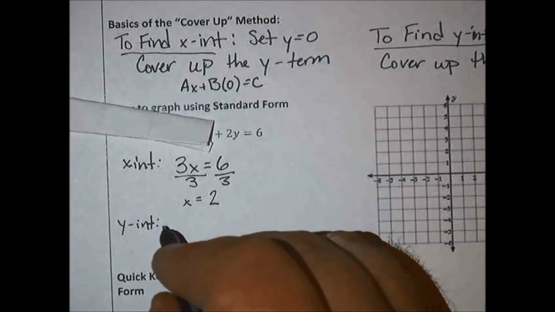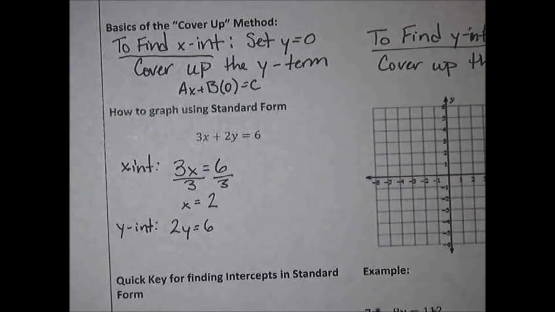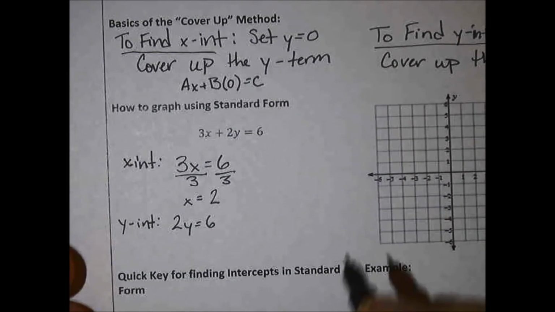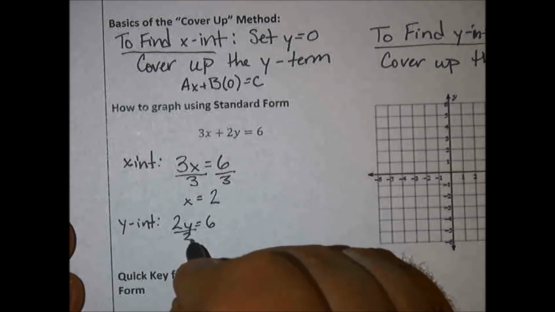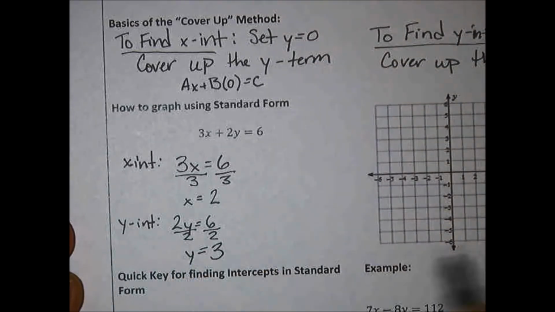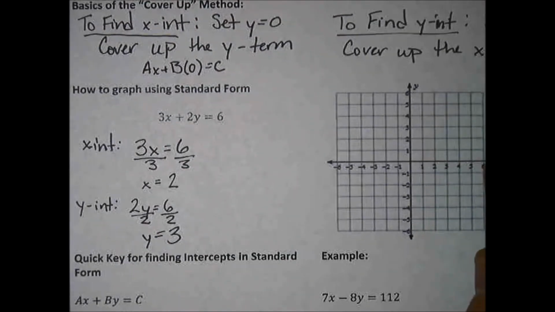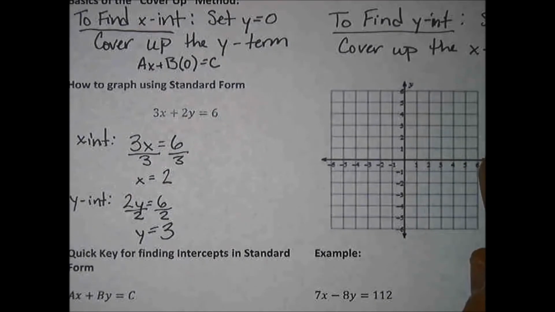That's a positive 2y. So we have 2y equals 6. Don't be thinking too hard here. Divide by 2 on both sides. y equals 3. Now I'm going to use those in order to graph this line.